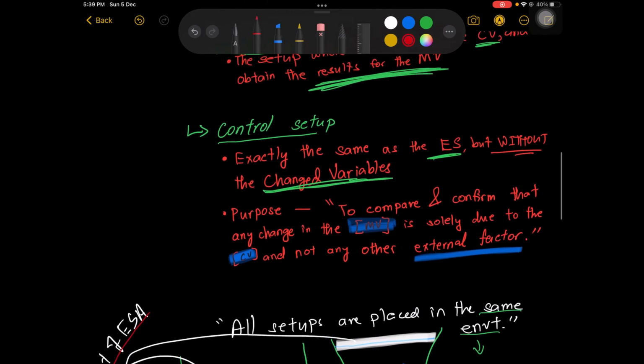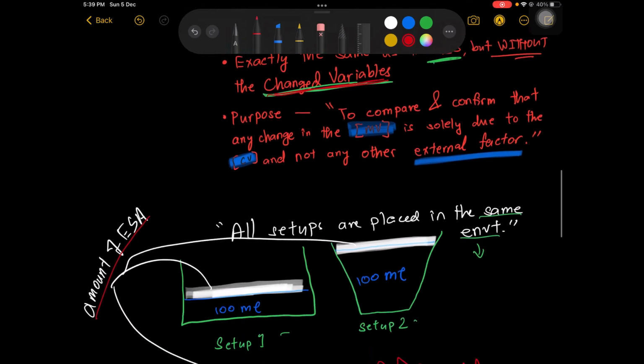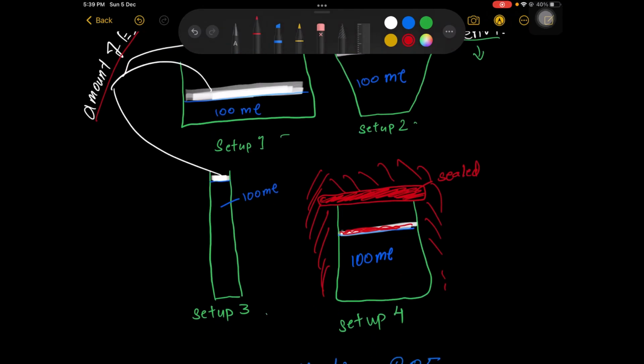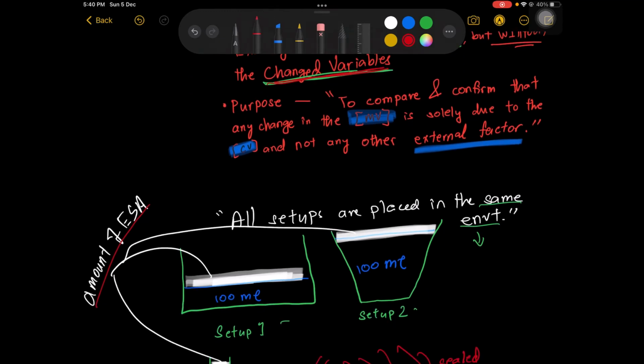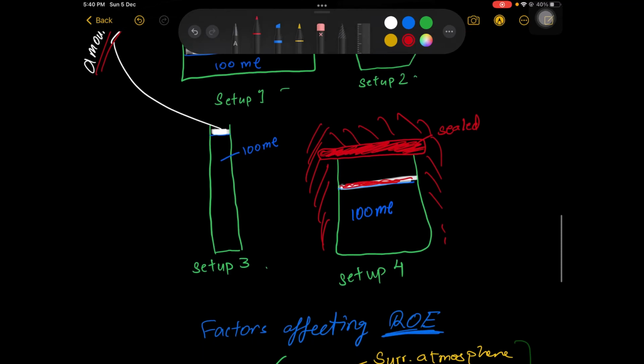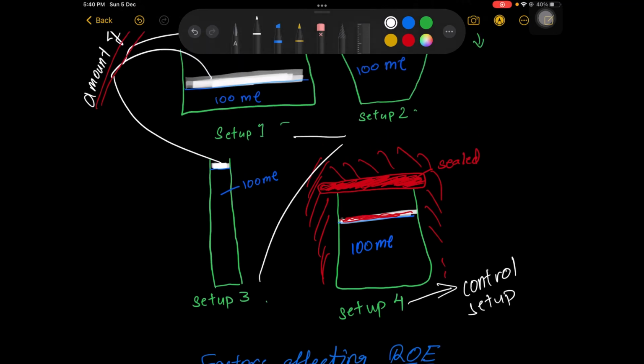We lack a changed variable, right? And the main purpose of removing this changed variable, the main purpose of sealing this container, is to ensure that any change in the rate of evaporation of water is solely due to the amount of exposed surface area of water in contact with the surrounding atmosphere, and not any other external factor. That is the main reason why we sealed the container. So our setup 4 becomes the control setup, whereas setups 1, 2 and 3 are the experimental setups.